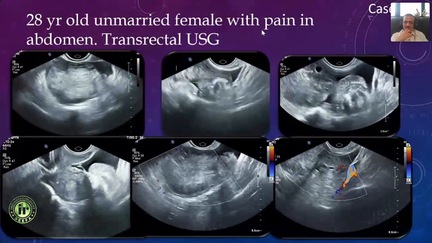They got it? Yeah, so Nilofer has answered ovarian torsion. Very good. So there are two important things here. One is, of course, that this is an unmarried female, and on transabdominal all we saw was some sort of a mass, but we were not able to say what it is, and the patient had pain.